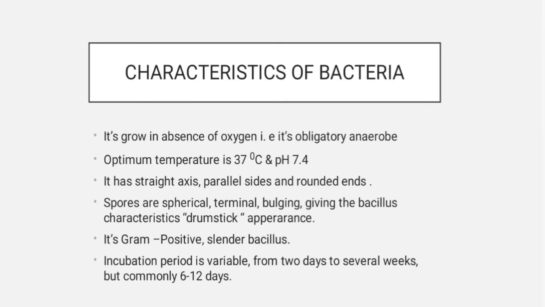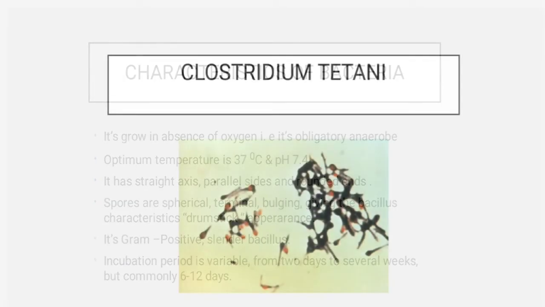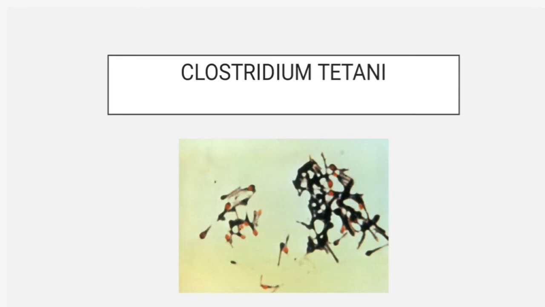The Clostridium tetani bacterium is gram-positive, which shows a slender bacillus. Incubation period is variable from 2 days to several weeks, but commonly 6 to 12 days. These are the general characteristics of bacteria. Here is the image of Clostridium tetani, which shows the drumstick appearance.